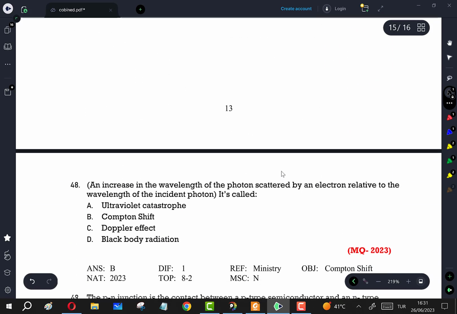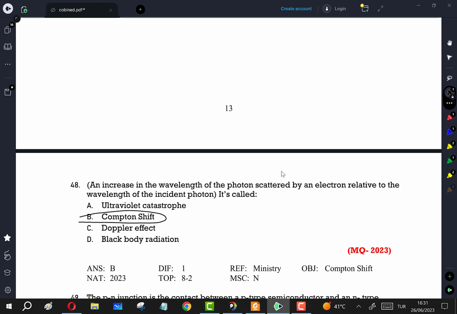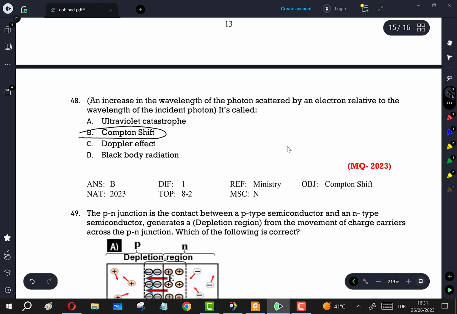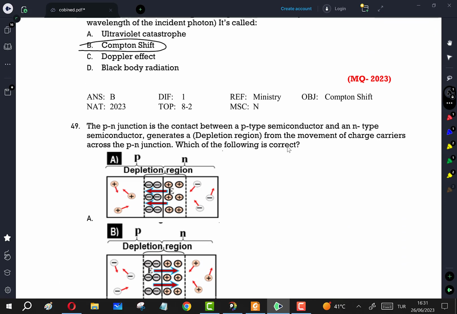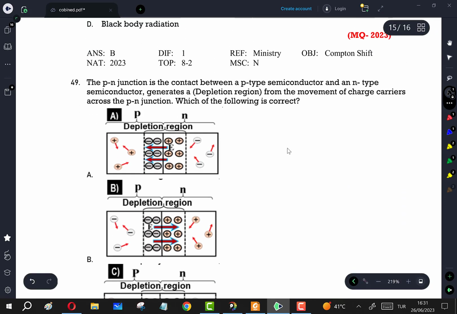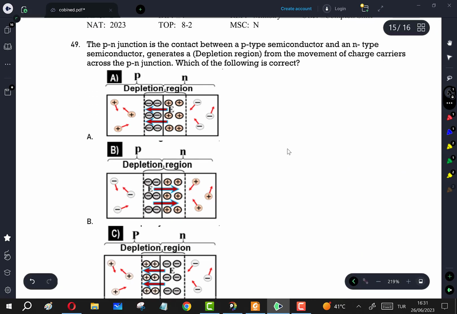48. An increase in the wavelength of the photon scattered by an electron relative to the wavelength of the incident photon is called. This is the definition of the Compton shift. Compton shift. And 49. Maybe this is the only question a bit different than the rest in the first time asked question.